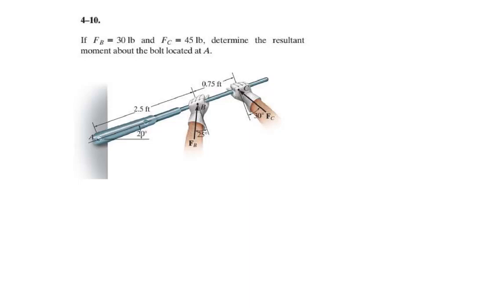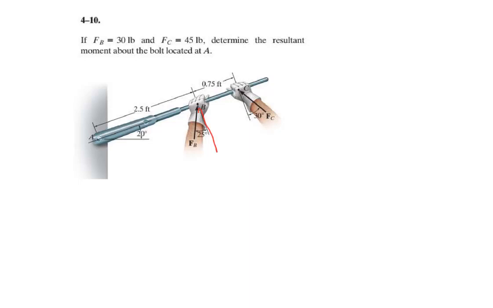Alright, well this one here, 4-10, has a tendency to rotate about point A. We got two forces pushing up on this bar and it has a tendency to rotate about point A, so that's what we're looking for. And we can do this in a number of ways, but what we're looking for are the perpendicular distances of the components of the force.